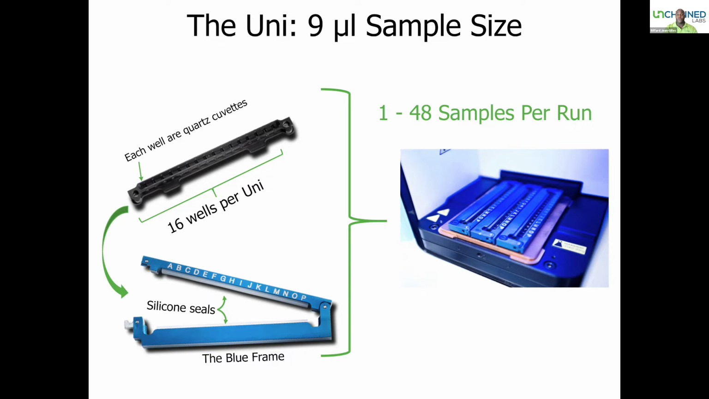So each of them can hold 16 samples. As you can see on the right-hand side, 3 of them can fit in the instrument. So the maximum throughput is 48 samples per run. So very, very good throughput there for a melting temperature, temperature of aggregation, and dynamic light scattering all-in-one platform. Okay.